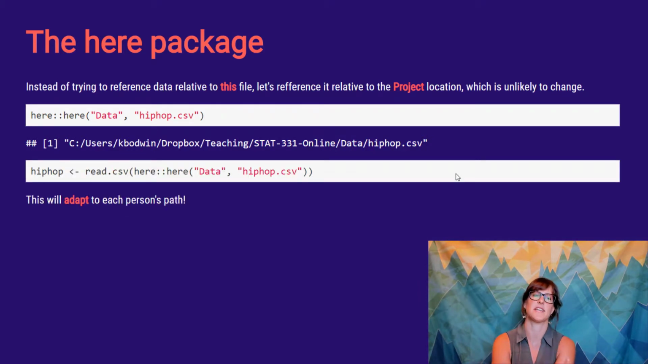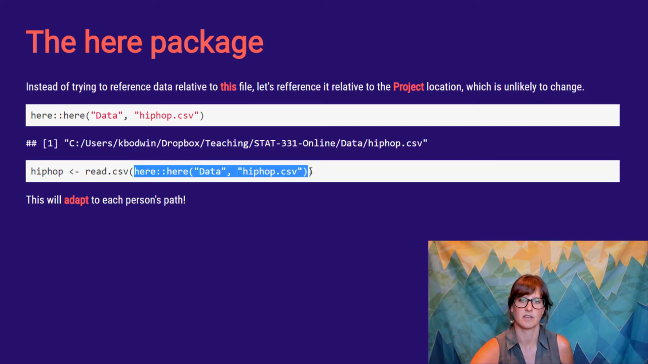And so it's going to adapt to each person's path. If I want to put a line of code in my file that reads some data in, and I will know that it will work for everyone that I share my project folder with, then I can just use here to create that path. This function returns a string which contains information about a path. And then that's what I'm putting in as my argument to read.csv.